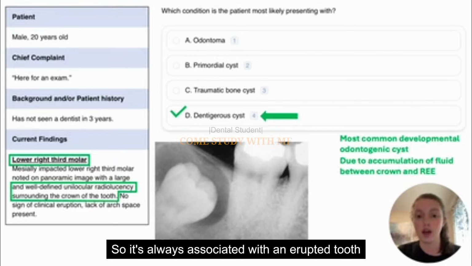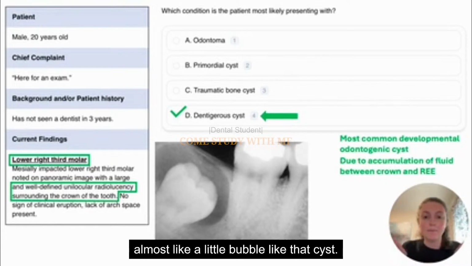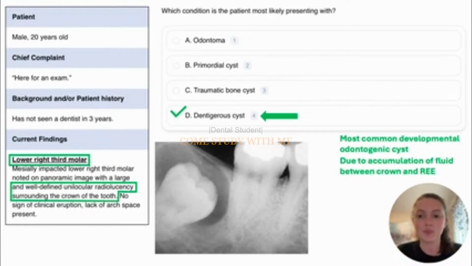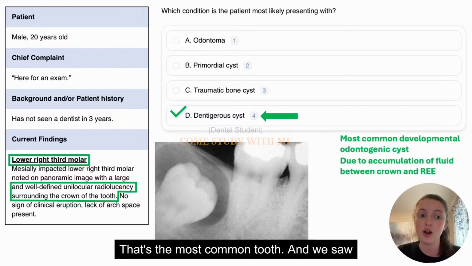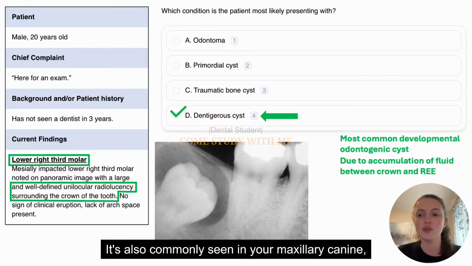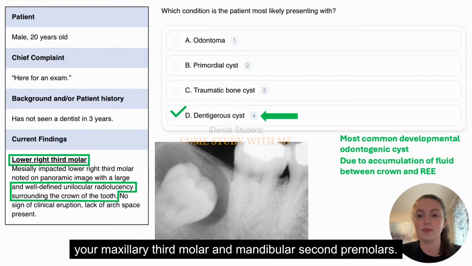It's always associated with an unerupted tooth, and it's always attaching to that cervical area, almost like a little bubble, like that cyst. And it's most common in the mandibular third molar. That's the most common tooth, and we saw that the mandibular third molar is what was being affected in this question. It's also commonly seen in your maxillary canine, your maxillary third molar, and mandibular second premolars.